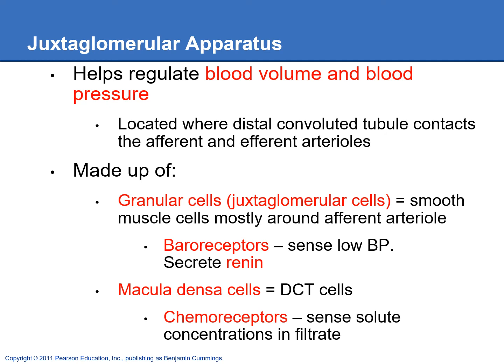We also have the macula densa cells. These are epithelial cells that make up part of the wall of the distal convoluted tubule. And the macula densa cells are chemoreceptors, so they're going to sense the salt or the sodium and chloride concentration that's in the filtrate. And then that will help regulate the glomerular filtration rate, so how much blood we're filtering at the glomerulus.